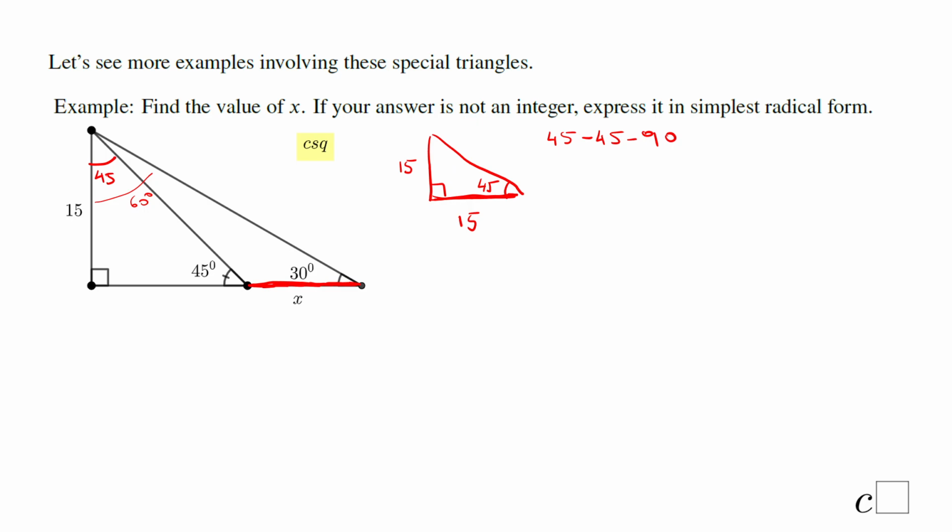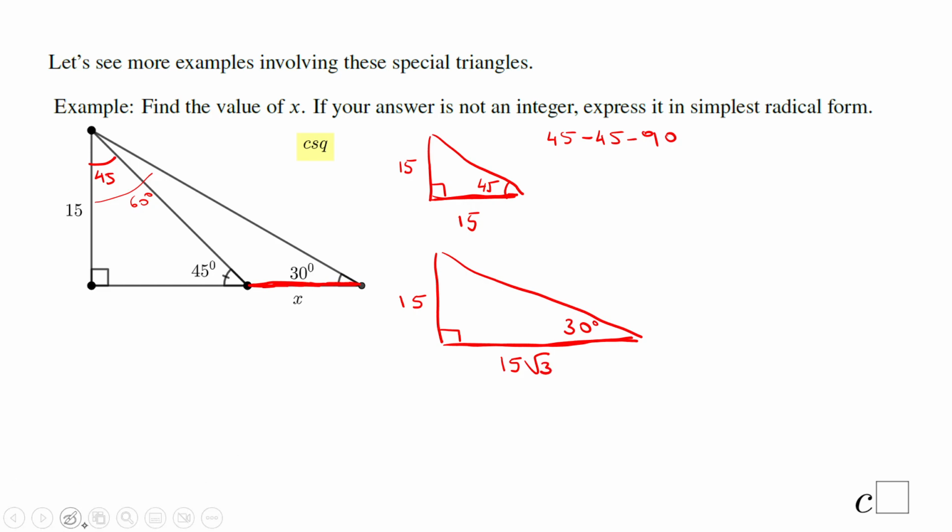Now let's take the big triangle, which is 30, 60, 90. And we know this is 15. This is going to be double, but we really don't need that. We need this leg. And this leg is going to be n square root of 3, so it's going to be 15 square root of 3.